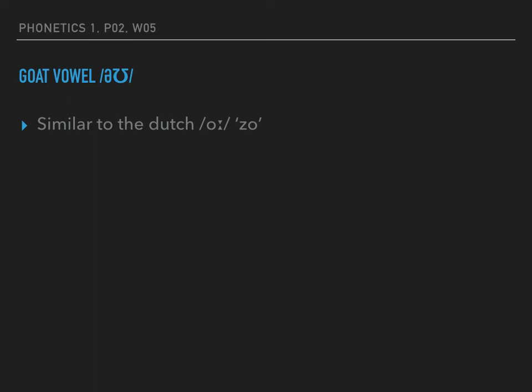Now the goat vowel is actually quite easy for Dutch learners to learn because it's very similar to the O in Dutch as in zo. The slight difference is that English has a little bit of a larger glide, but the noise is very similar, so it's easy to learn.